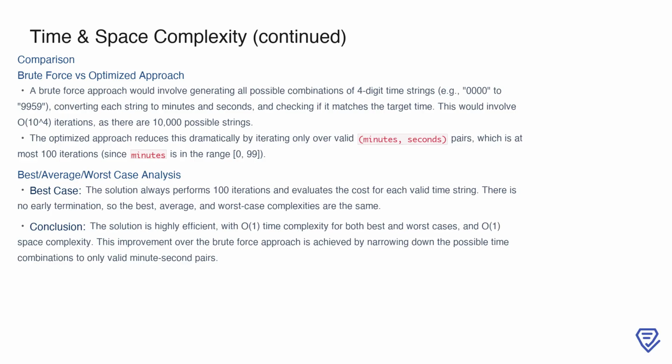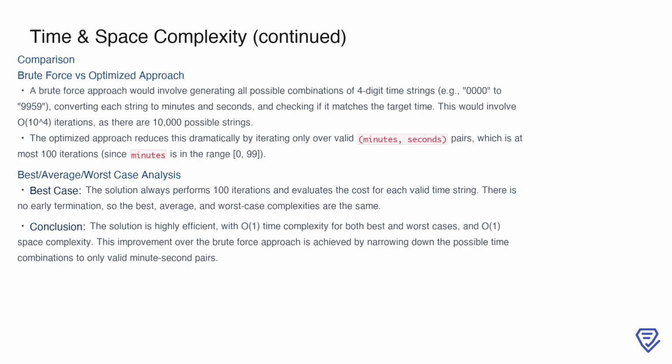To highlight the efficiency of this optimized approach, let's compare it to the brute force method. A brute force solution would involve generating all possible 4-digit time strings, ranging from 0000 to 9959, and converting each to minutes and seconds. This would entail 10,000 iterations, as there are 10,000 possible strings. In contrast, our optimized approach dramatically reduces this to just 100 iterations by focusing only on valid minutes-seconds pairs, as minutes ranges from 0 to 99. This targeted iteration eliminates unnecessary computations.